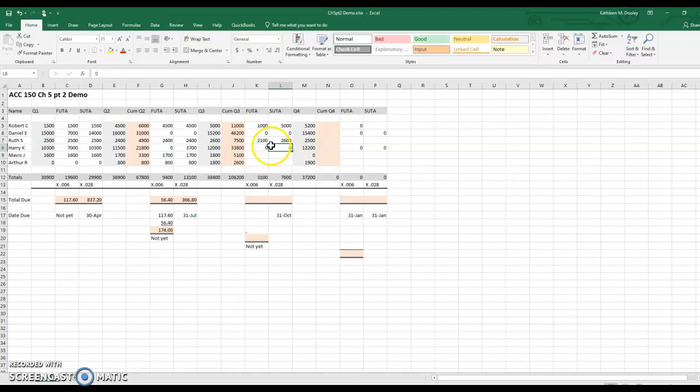for SUTA. We know that Harry's already 0, so we go to Mavis, and Mavis is now 5,100, which is still below the maximum, so all Mavis's 1,800 will be taxable for both FUTA and SUTA. And the same for Arthur, all of his 1,800 will be taxable for FUTA and SUTA.